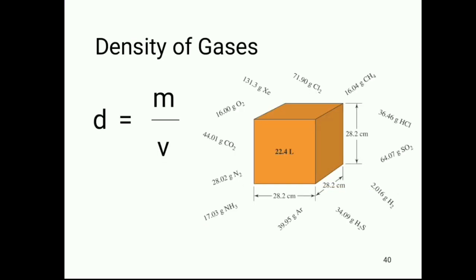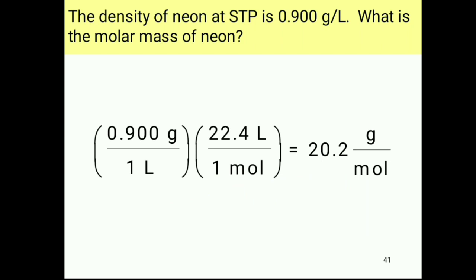Let's have the density of gases. Density is computed as mass over volume. Remember that all gases at the same temperature and pressure occupy the same volume: 1 mole of any gas at STP occupies 22.4 liters. The density of neon at STP is 0.9 gram per liter. What is the molar mass of neon? To get the molar mass of neon, you multiply the density of neon, which is 0.9 gram per liter, times the volume of 1 mole, which is 22.4 liters. Then cancel the unit liter between numerator and denominator. So you will get the ratio gram per mole, which is the unit that we are looking for here. So 0.9 times 22.4 will give us 20.9 gram per mole, the molar mass of neon.